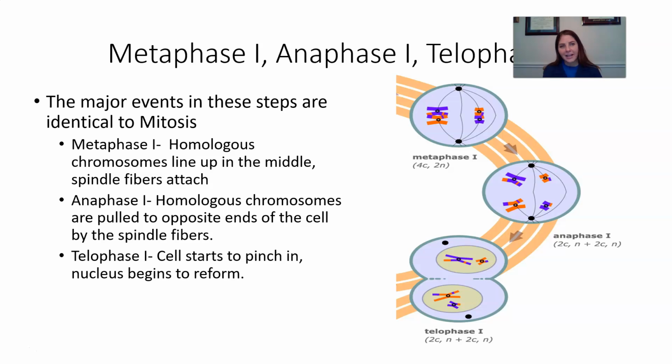So metaphase, anaphase, and telophase 1. The major events in these steps are pretty much identical to mitosis. In metaphase 1, the homologous chromosomes line up along the midline of the cell. We might also call that the equatorial plate, the equator of the cell, the metaphase plate. So many different names to confuse you with, but they all mean the same thing. So those chromosomes are lining up in the middle.